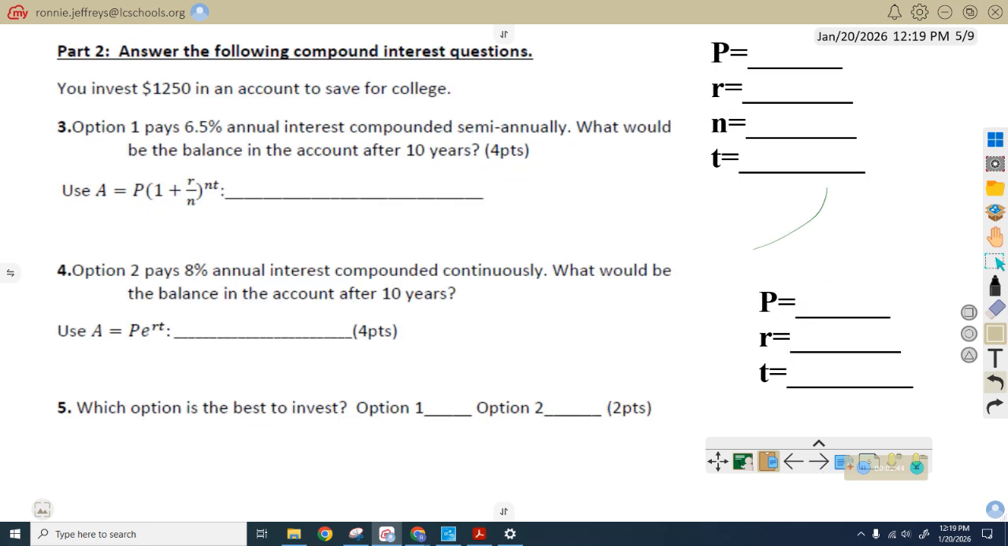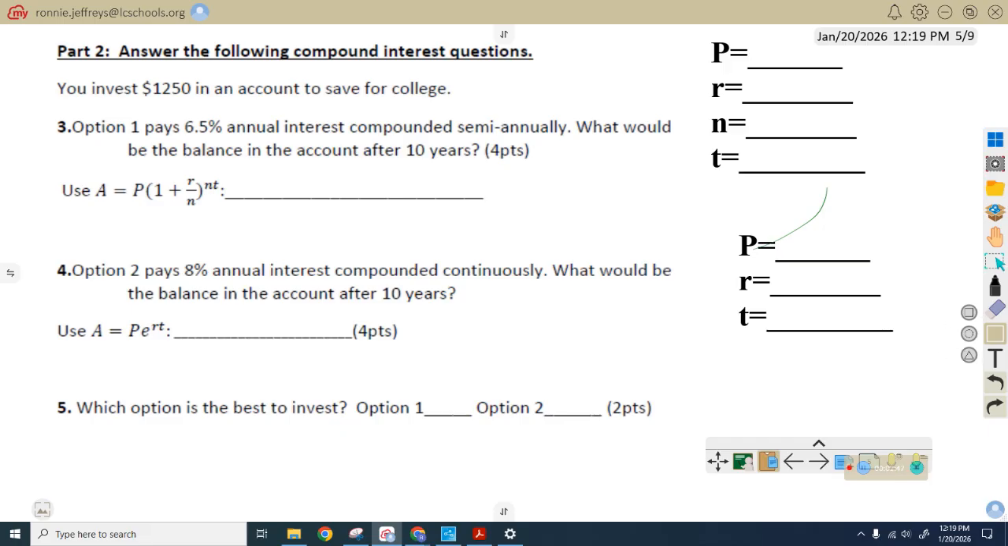alright, this stuff that I have on my screen is not on your screen, but it doesn't matter. This is actually what you should still be doing per each problem. So you invest this much, say for college, so that is our P. Okay, our R. Now, you could do 6.5 divided by 100, or you could just move the decimal place over. 6.5. Our N is our times. So semi-annually, this would be 2, and then T would be 10.